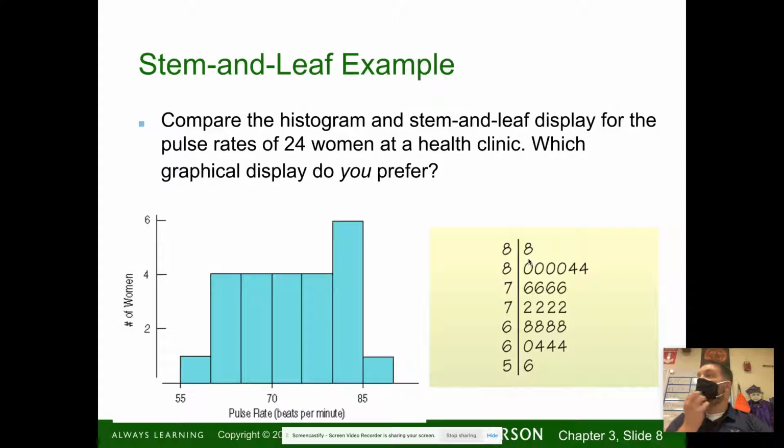Does that make sense? But notice that the distribution looks very similar to the bar graph or to the histogram shape, right? This one right here is the 80s and the 84s, and you have 188. And so the pattern looks basically the same.